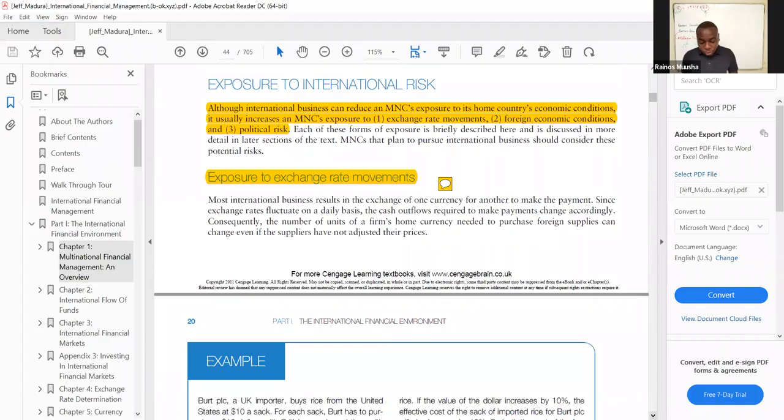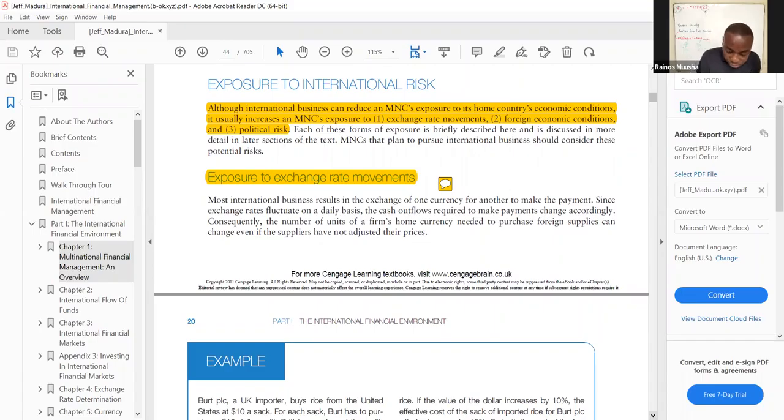The next section that we're going to be looking at is exposure to international risk. So we're going to be looking at exposure to international risk. And here they say, although international business can reduce a multinational corporation's exposure to its home currency economic conditions, it usually increases the multinational corporation's exposure to exchange rate movements, foreign economic conditions, and political risk.